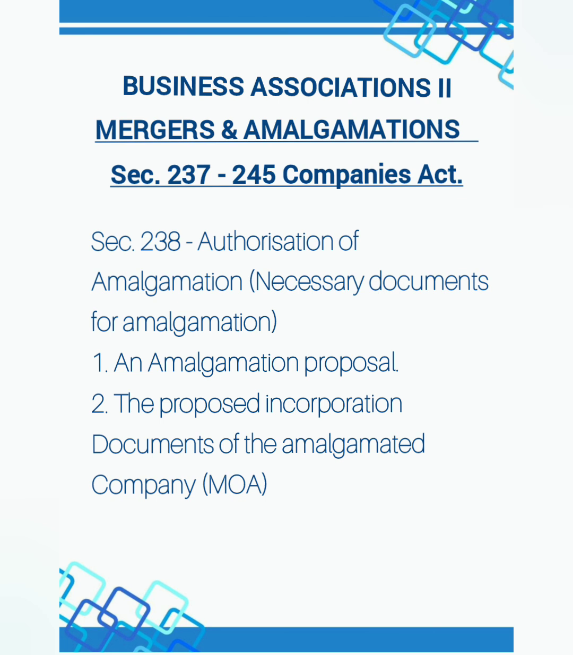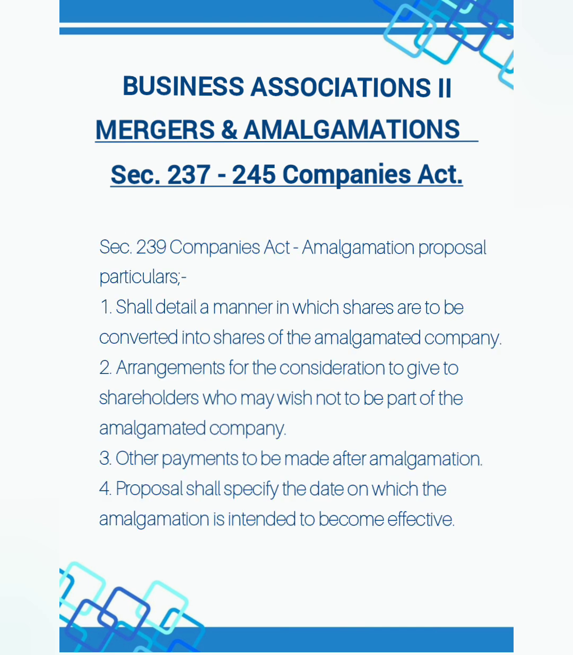Let's begin with the amalgamation proposal. We've said that before any companies do an amalgamation, they should have at least two documents. One of the documents is the amalgamation proposal, and secondly, they should have the proposed incorporation documents. So we are going to look at them in details. Let's begin with the amalgamation proposal as provided for under section 239. It tells us that an amalgamation proposal for authorization under section 240 must set out the terms of the amalgamation, in particular, the manner in which shares of each amalgamating company are to be converted into shares of the amalgamated company.